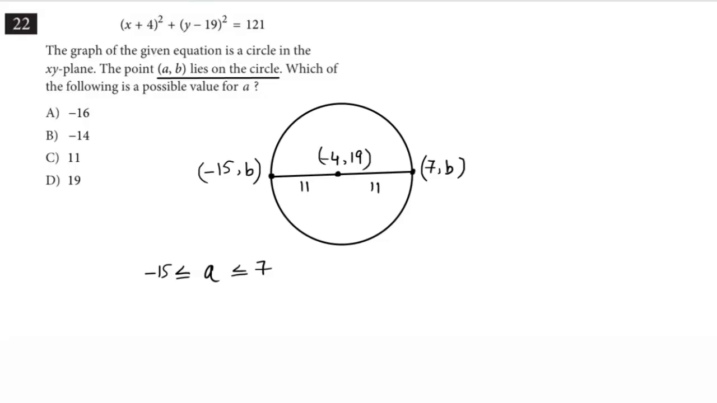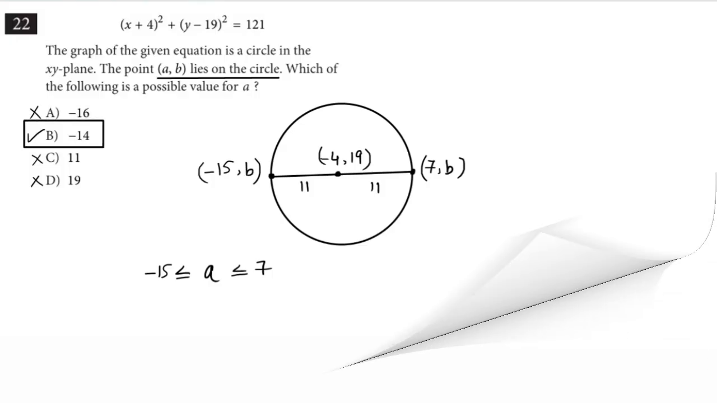See which one works. Does not work. Works. Does not work. Does not work. So B is the correct answer.